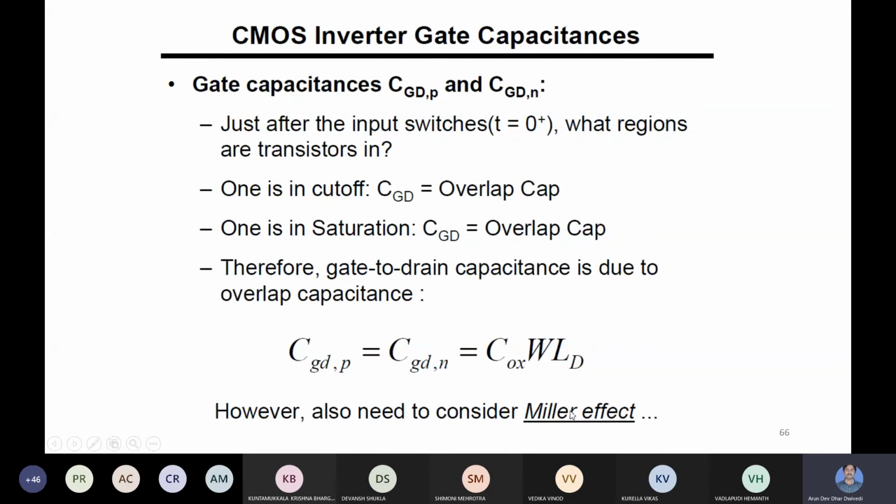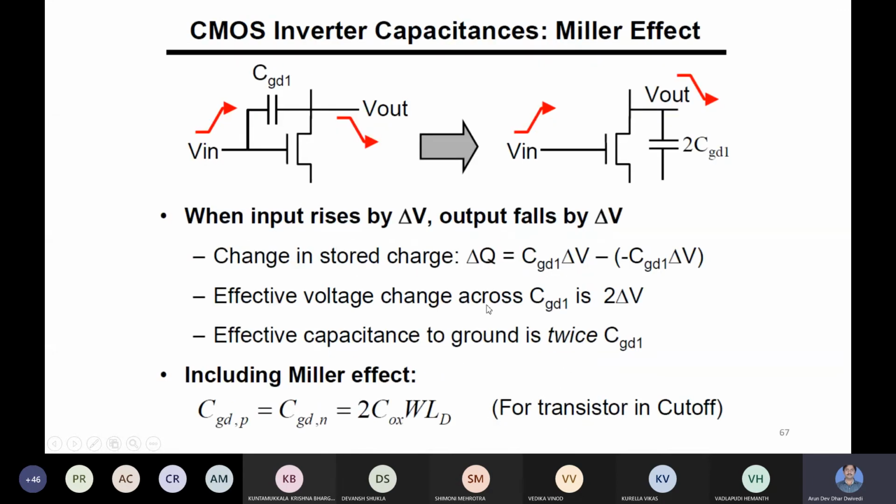Also, we need to consider the Miller effect. If we consider the Miller effect, then what happens? Suppose CGD is the gate to drain capacitance. This is the CGD one, at the output side. This is the input side. At the output side, between the point V out and ground, how does it appear?